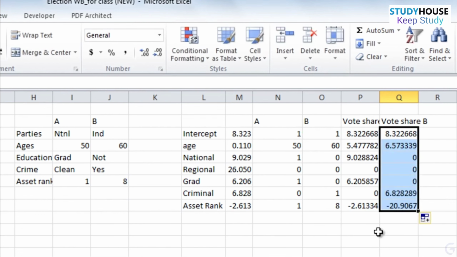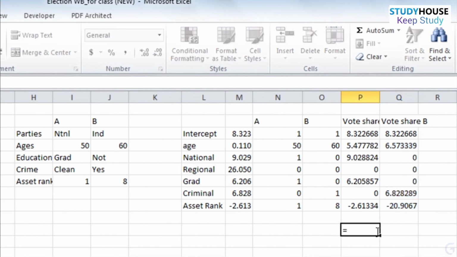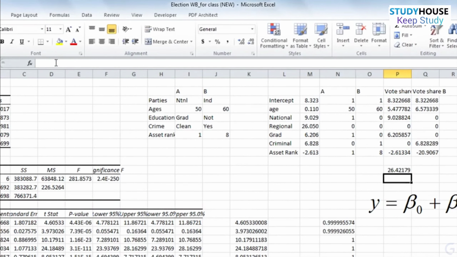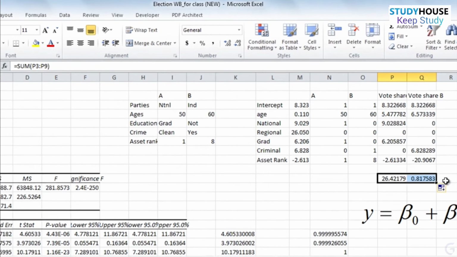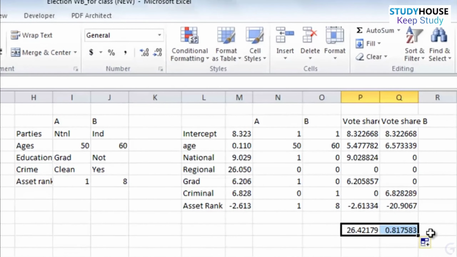And I have this. So what is the vote share which I am going to have? Okay, I get 26.4219 and 0.81753. So what does it mean? Which means between these two candidates, A is likely to get 26% of the votes and B is only likely to get 0.81% of the vote.